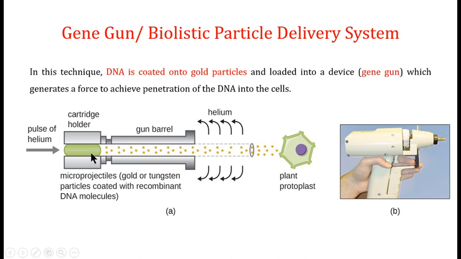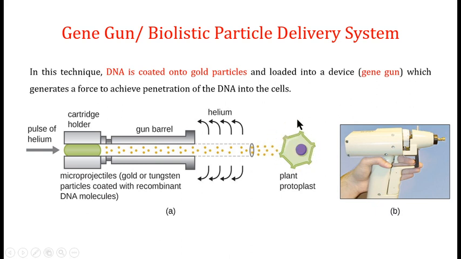If you look over here, this is the interior of a gene gun. Inside the gene gun you have helium gas, and the desired DNA coated on these gold particles is present inside the gene gun. You put them into this cartridge, and when the helium produces pressure, with the help of this pressure these gold particles are introduced into the host cell.